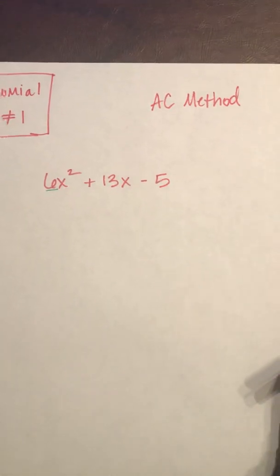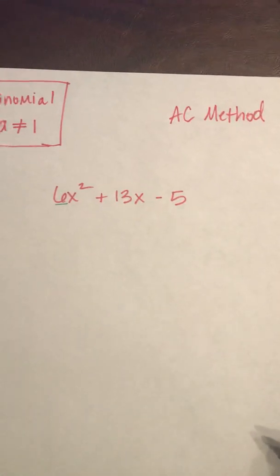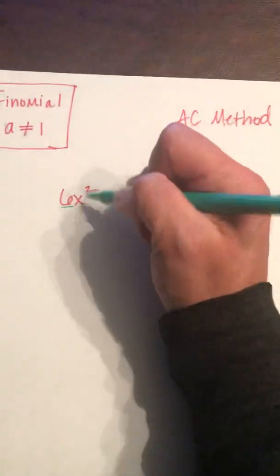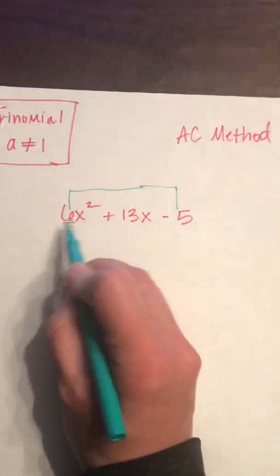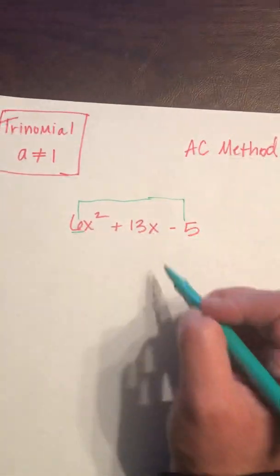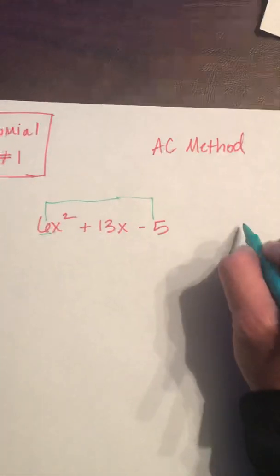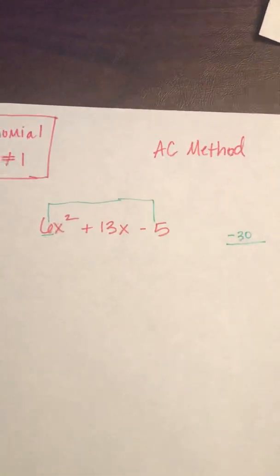You can always use the guess and check method like I just did, or you can go through this method until you get more comfortable with factoring and using what we call the AC method. We call it the AC method because this is your A term, this is your C term. So what I first want you to do is multiply those two numbers together. So 6 times -5 is -30.